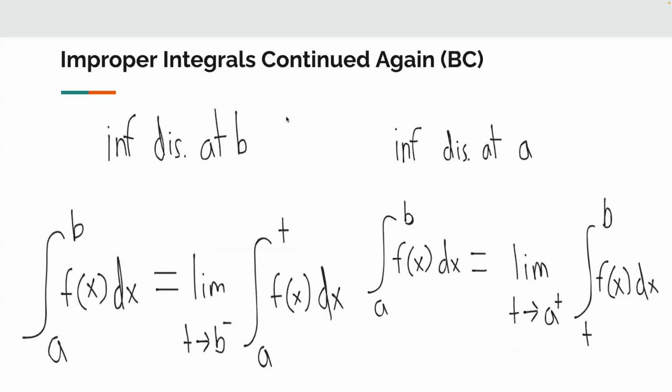And last one, if there's an infinite discontinuity at b, then the integral of f of x from a to b is the limit as t approaches b from the left side of the integral from a to t of f of x dx. On the other hand, if there's an infinite discontinuity at a, we'll do the limit as t approaches a from the right-hand side of the integral from t to b of f of x dx.